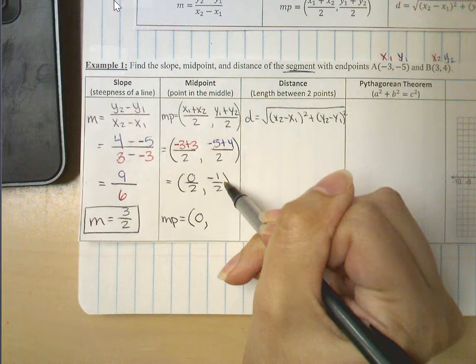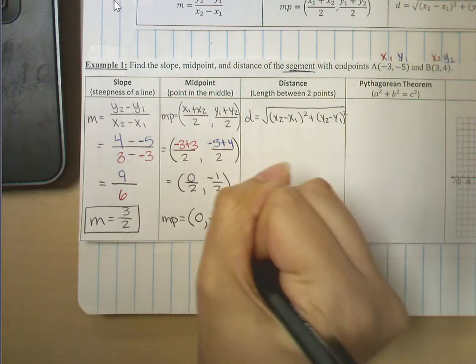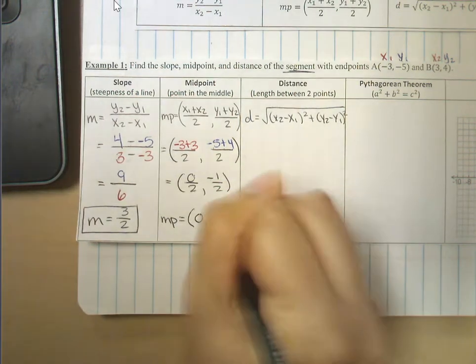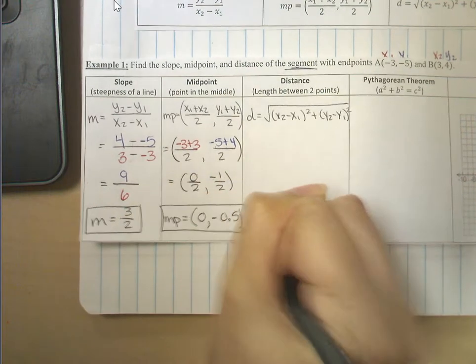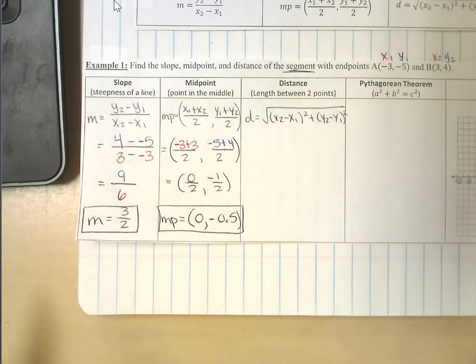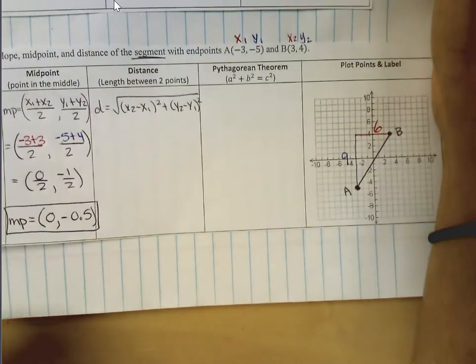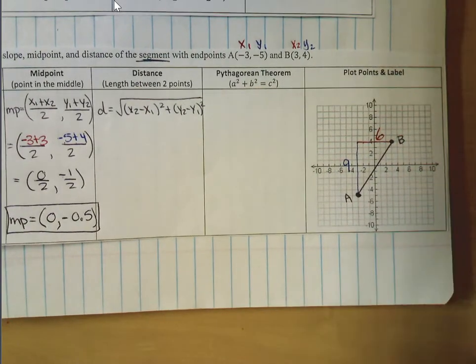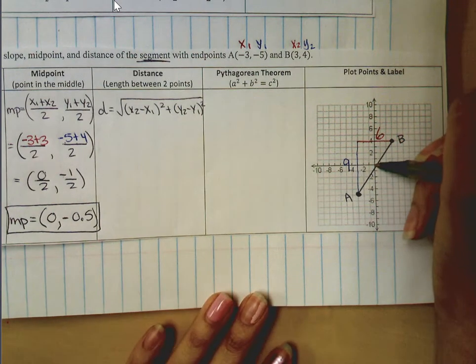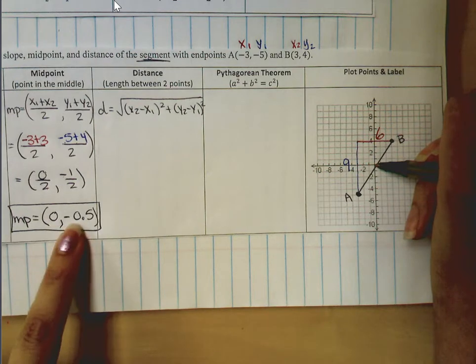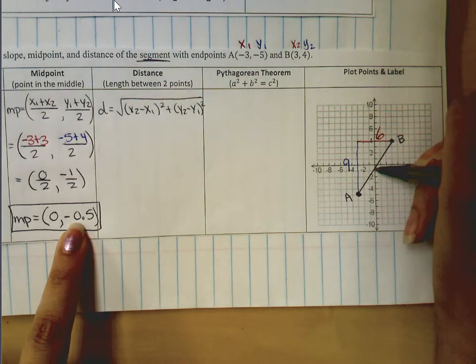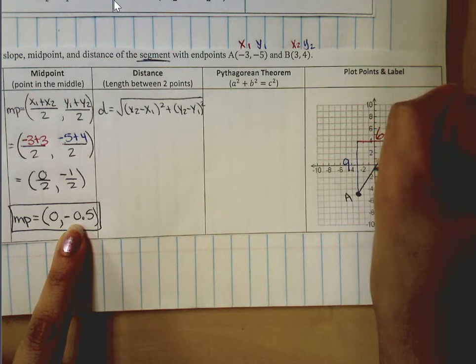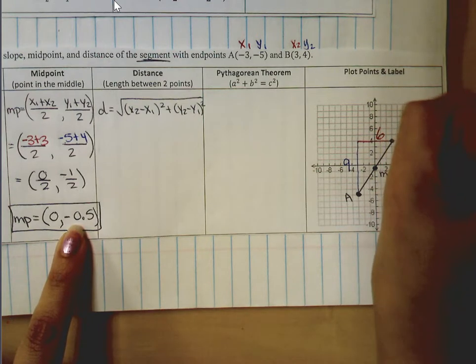And negative 1 divided by 2 gives me negative 0.5. I could keep it as a fraction, but I'm changing it to a decimal so that I can plot it easier on my graph. So my midpoint is going to be at 0. So here's 0. And then down to 0.5. So here's 0.5.